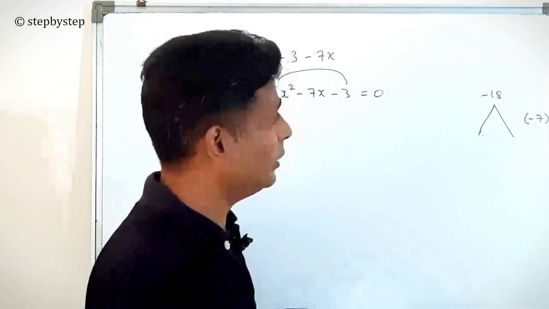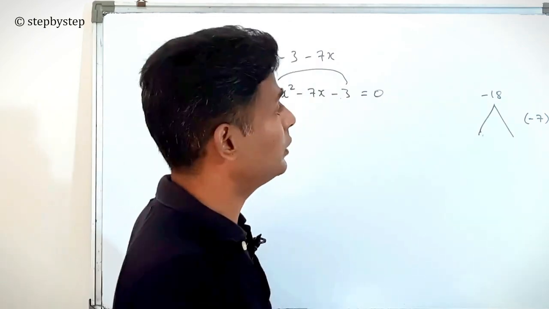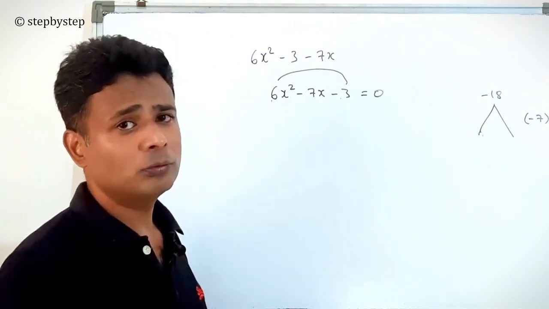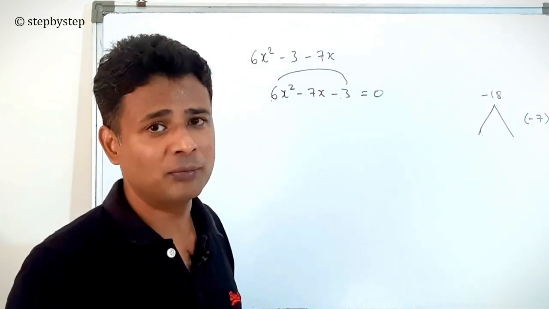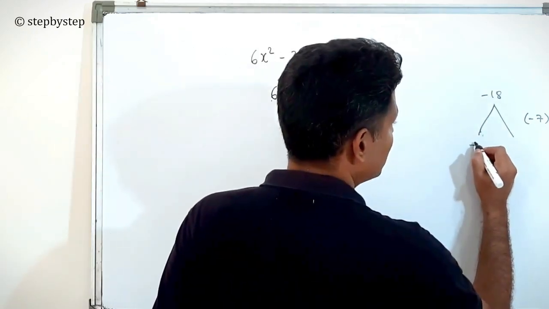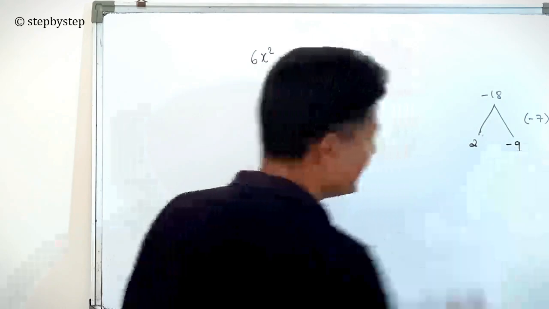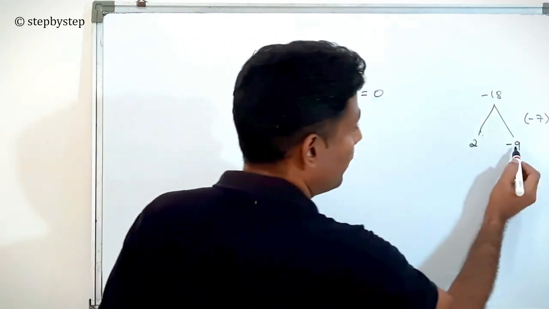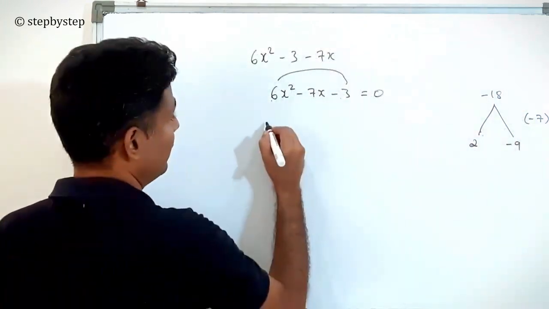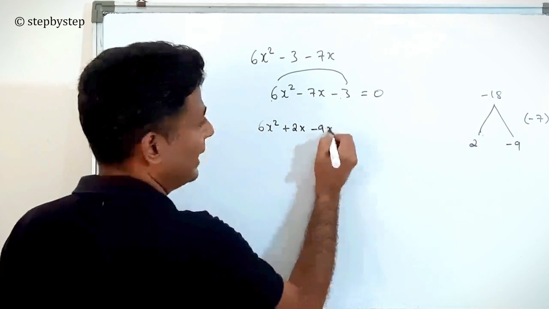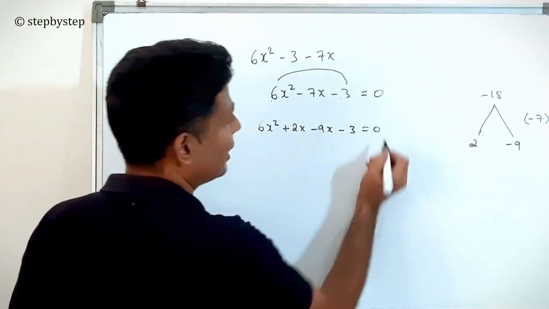Now find two numbers which, when you add, you get minus 7, and which, when you multiply, you get minus 18. So pause the video, try to think of two numbers. Well, the two numbers are plus 2 and minus 9. 2 into minus 9, minus 18; 2 minus 9, minus 7. So I have 6x² + 2x - 9x - 3 = 0.